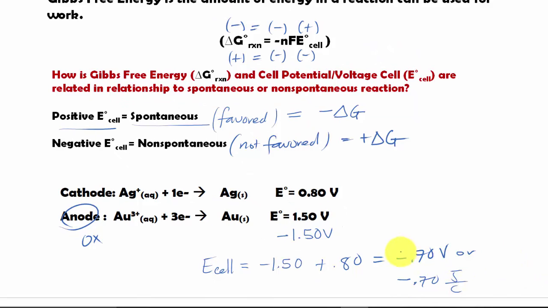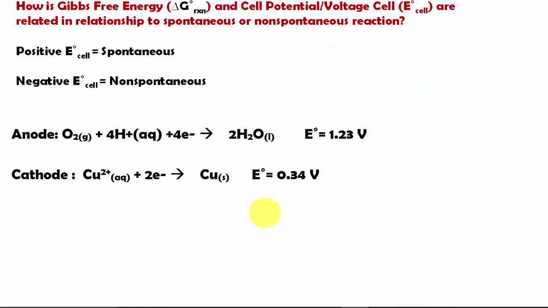Since E cell is negative, and we go back and look at the equation, if this is negative, a negative times a negative equals a positive. So therefore, delta G must be positive. Let's try another problem.